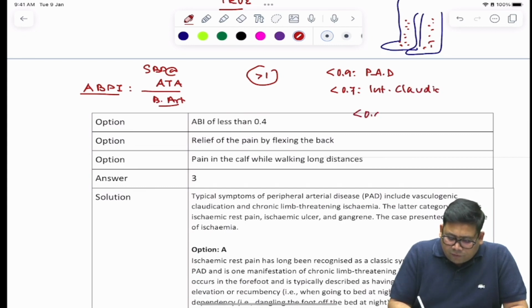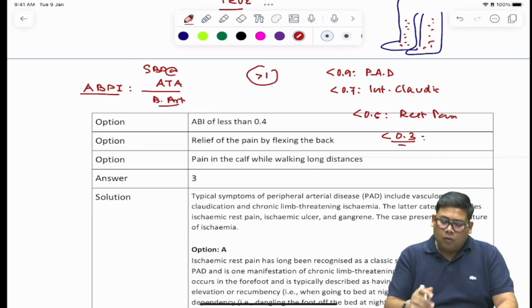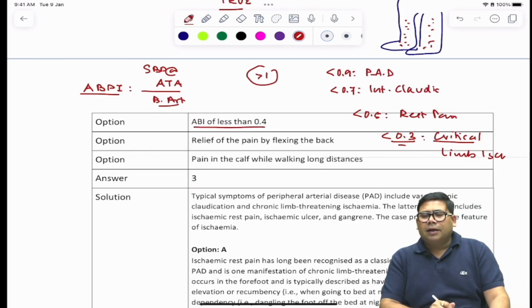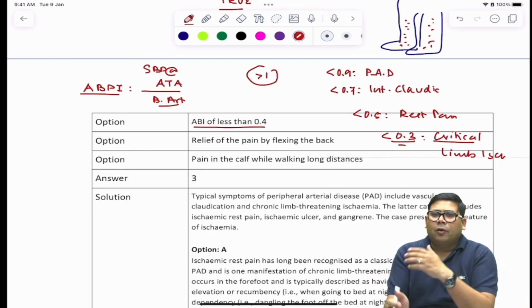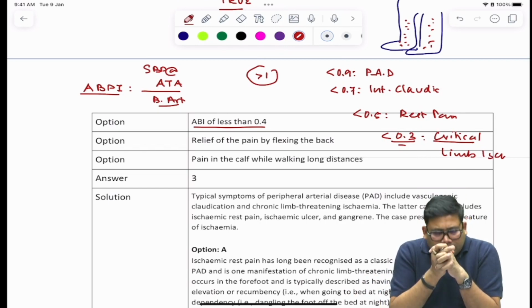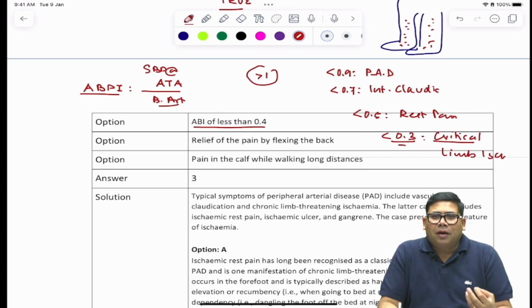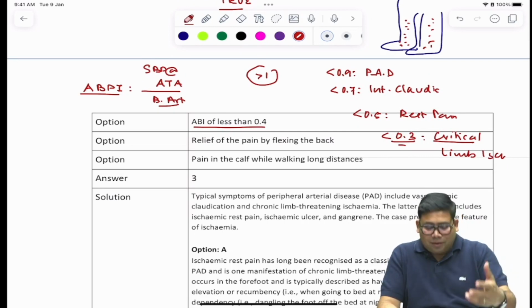Less than 0.5 increases the risk of rest pain, and when it is less than 0.3, yes, there is increased risk of limb loss. Why? Because this is known as critical limb ischemia. So I would say option B is partially correct. Let us wait and see the other options, because whenever you are solving MCQs, students, we have to choose the best answer. There could be 2 answers which may be looking incorrect, or 2 may be looking correct, so you have to choose the best of them.